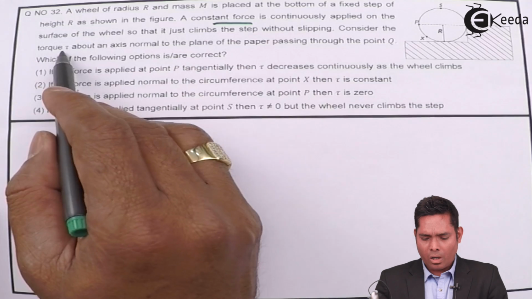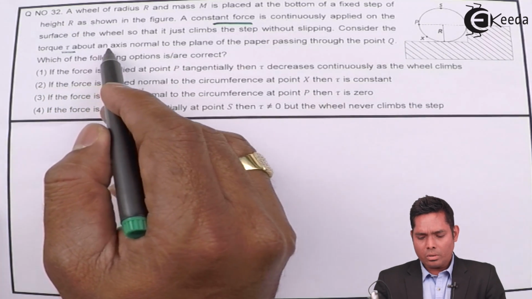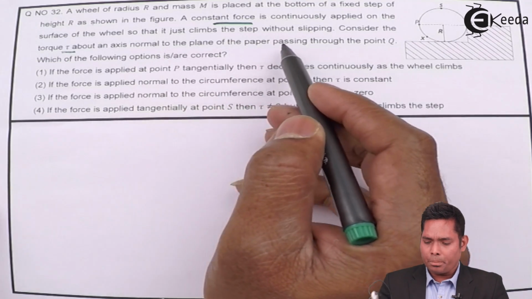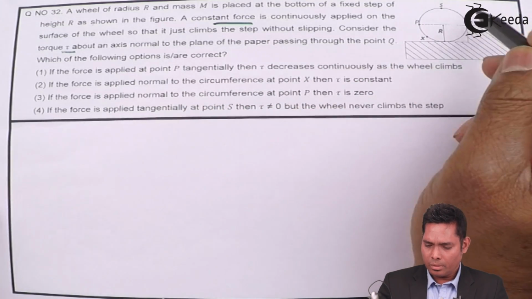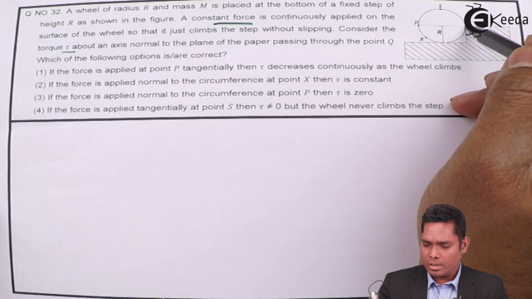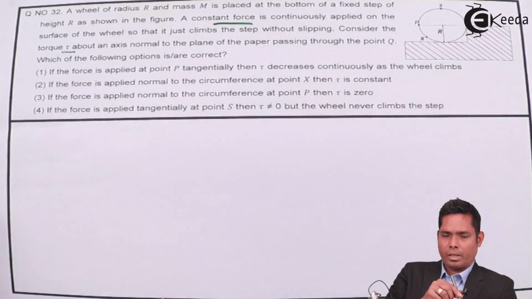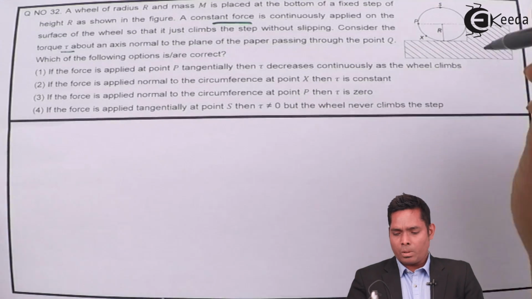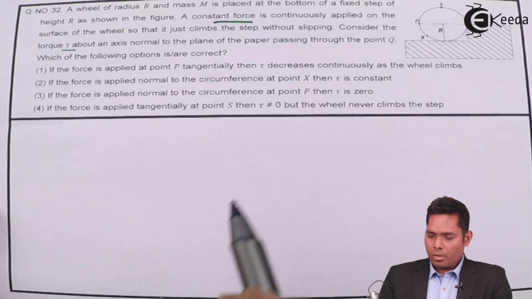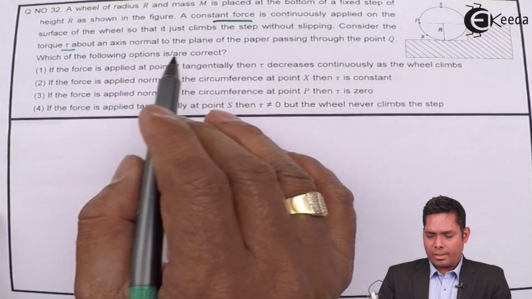Consider the torque tau about an axis normal to the plane of the paper passing through the point Q. So the axis is considered here, normal to the plane. Which of the following options are correct?